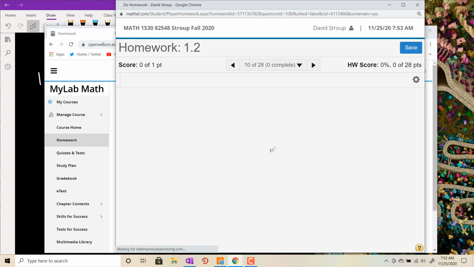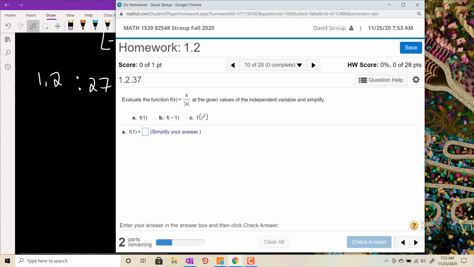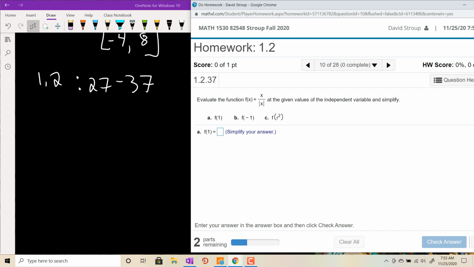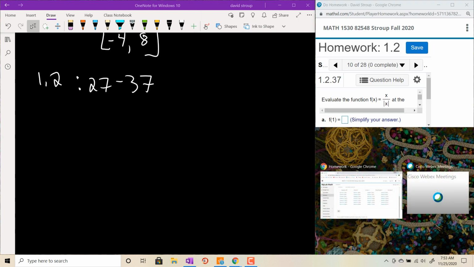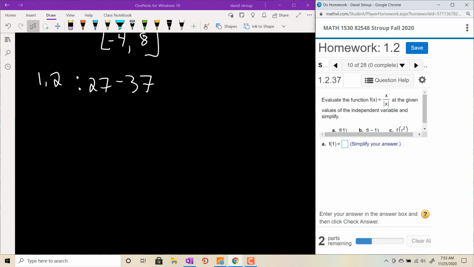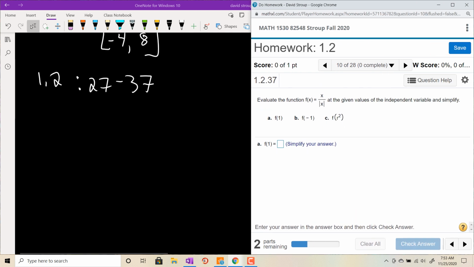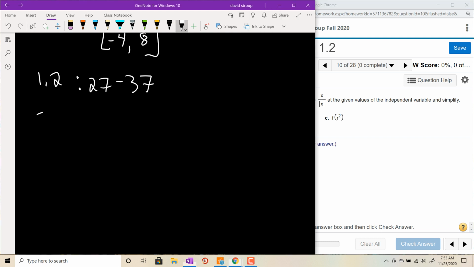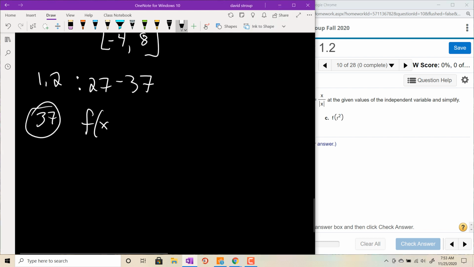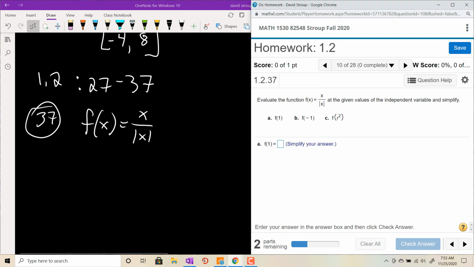Okay, so this is number 37, as a matter of fact. Let's go ahead and take a look at that guy. If it can let me drag this apart. There you go. Thank you, Mr. Webdesign. Okay, these are evaluating the function type problems. So 37, evaluate the function, f of x equals x over absolute value of x at the given values of the independent variables, and then simplify.